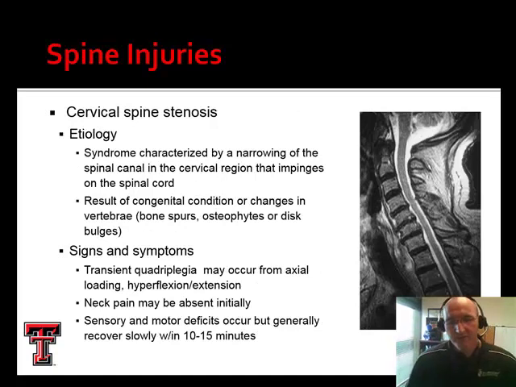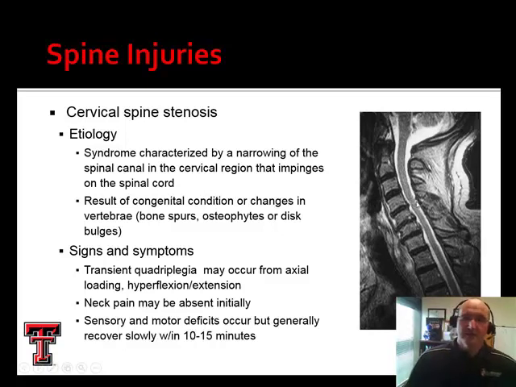Cervical spine stenosis, typically this is a congenital condition. So what we see here is we've got a nice space, lots of the white is fluid. We see plenty of room between the spinal cord and the spinal column. But if you notice here, we see this narrowing, and even at some of these other levels, a little bit of narrowing, but certainly at this level we see quite a lot.